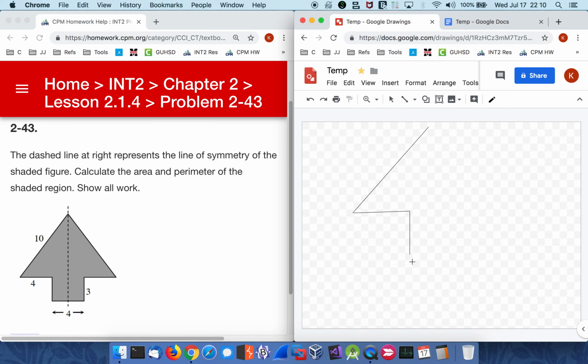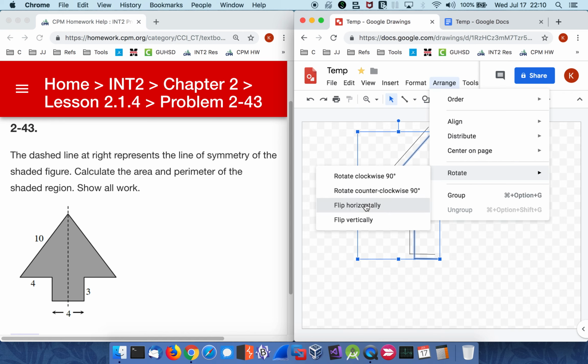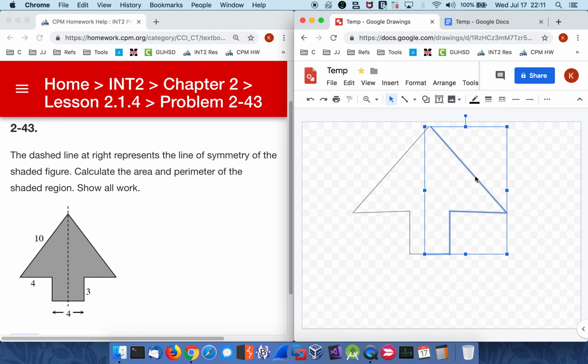Maybe if I draw this right there, and then what if I copy it and then paste it, and then can I rotate it, flip it horizontally? There we go. Now mine will actually be symmetrical. Alright, so now I have one that's symmetrical. Then they said that there's some line of symmetry going straight up and down here.